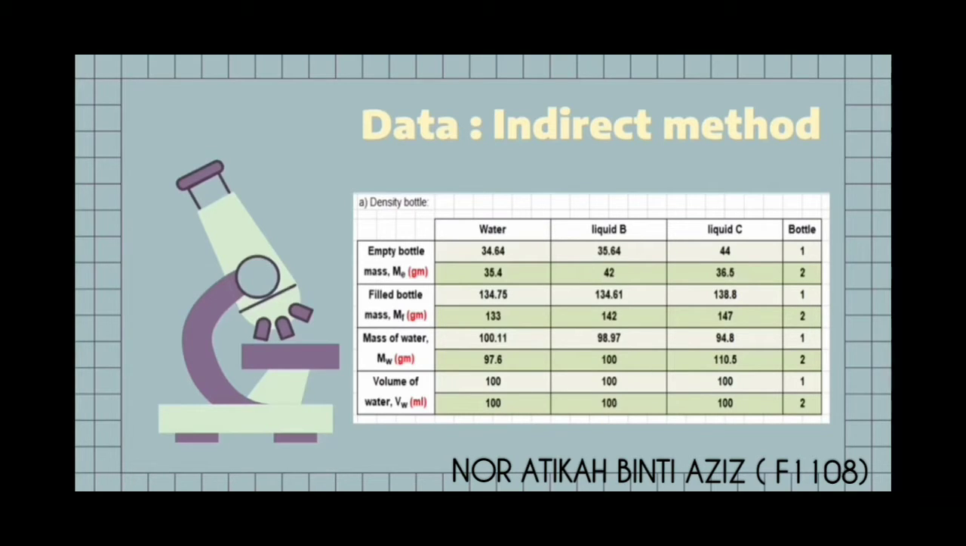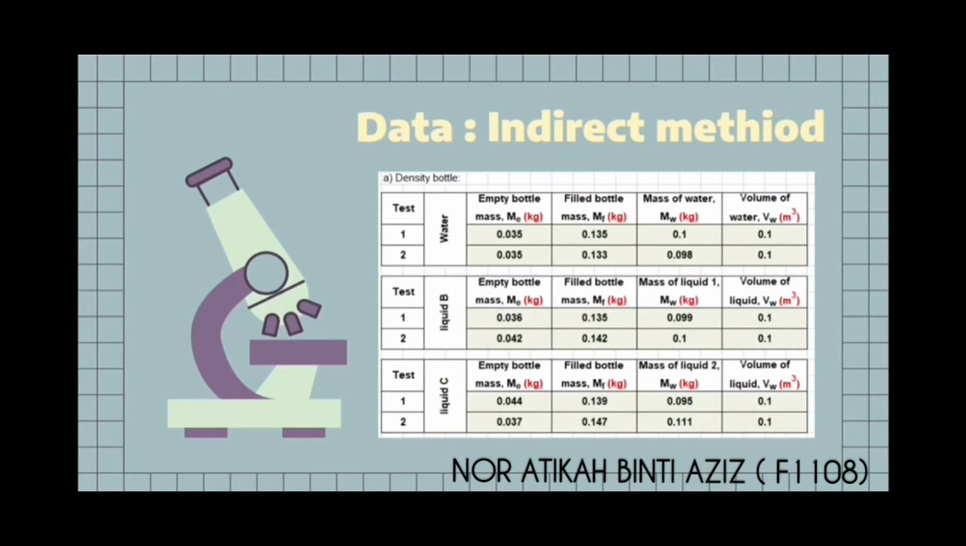We calculate the data, for example, to get the mass of water, liquid B and liquid C, we take the filled bottle at 134.75 and minus the empty bottle at 34.64, and the result is 100.11 for the mass of water. For the analysis of the 3 data samples, we calculate the same as the example and get the results in the table. After that, for the other data, we calculate an analysis for these 3 samples and we get this data.